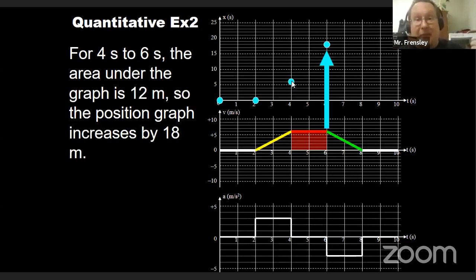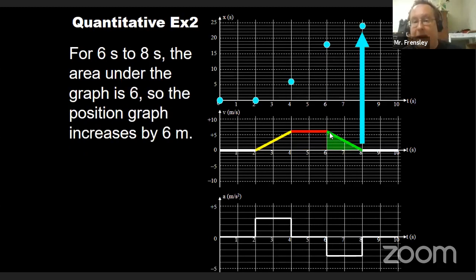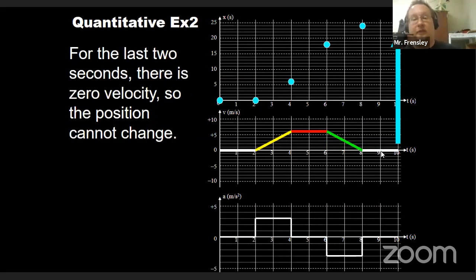So the area panels tell you how far ahead you've gone in that interval. Not where you are, but how much ground you've gained, right? This last panel is also an area of 6. So we advance forward 6 meters again, finally reaching 24. And that's where we're going to end up, because the last little bit is 0 velocity. 0 velocity means we cannot change our position in any way.